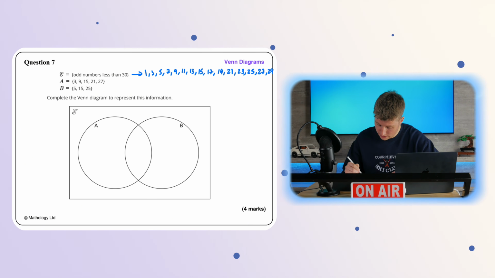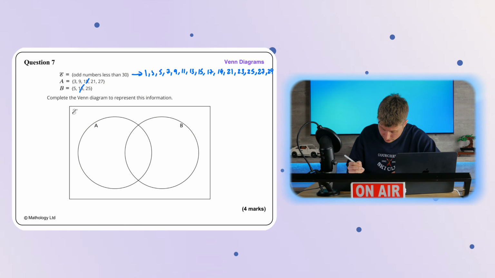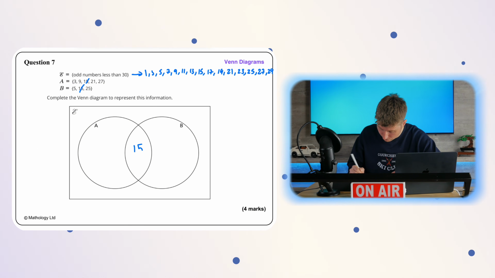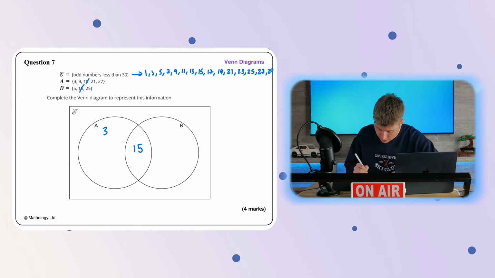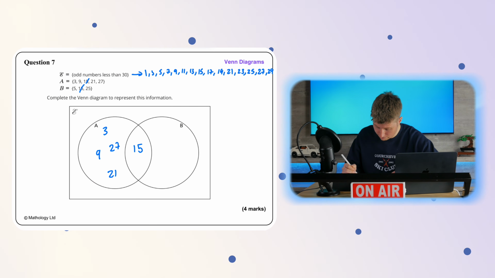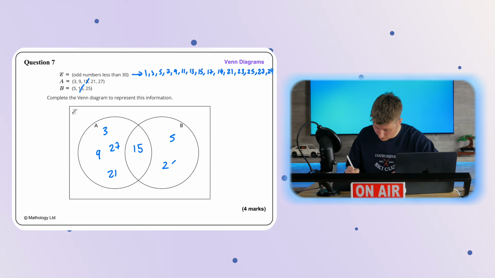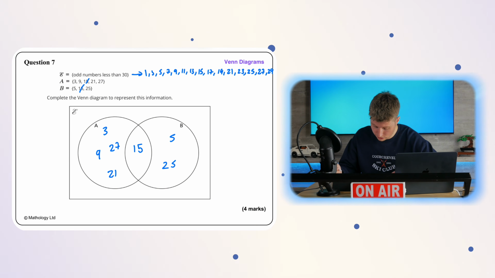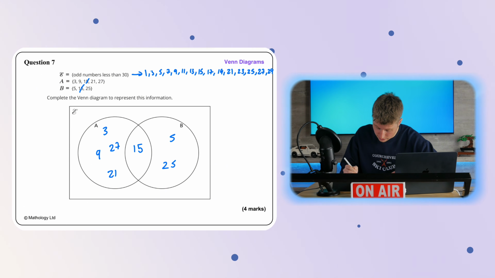So in the middle, this includes the values that are in both A and B. So 15 is included in both. In A, we've got 3, 9, 21 and 27. And in B, we've got 5 and 25. So let's have a look what is not included. So we've got a 3 in A, so that's already been used. A 5 is already been used. 7 hasn't. A 9 is already been used. 11 hasn't.